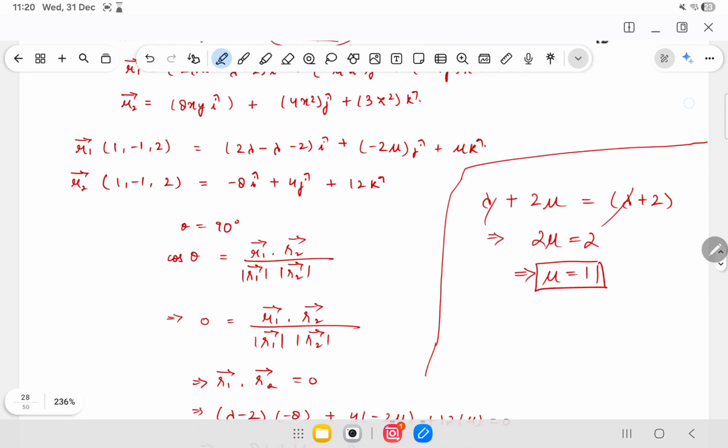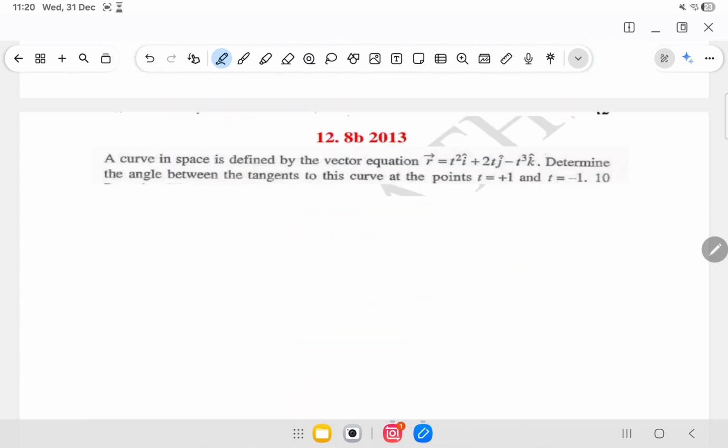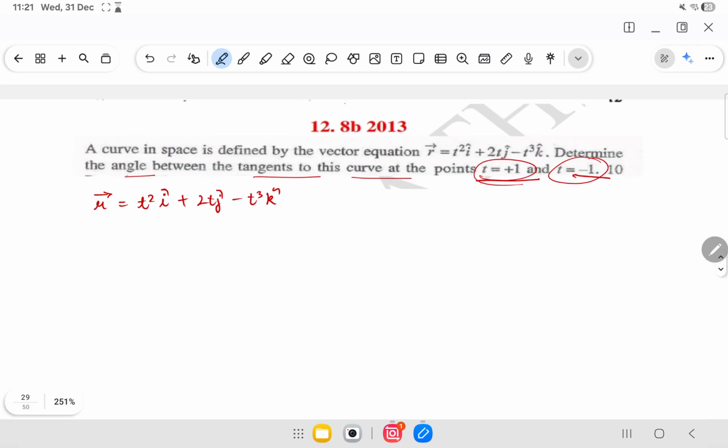So let's move on to discuss the next question. The next question says that a curve in space is defined by the vector t square i cap plus 2t j cap minus t cube k cap, and we are supposed to determine the angle between the tangents to this curve at two points. So we need to evaluate the tangent to this given curve at t equals 1 and at t equals minus 1, and then find the angle between those two.